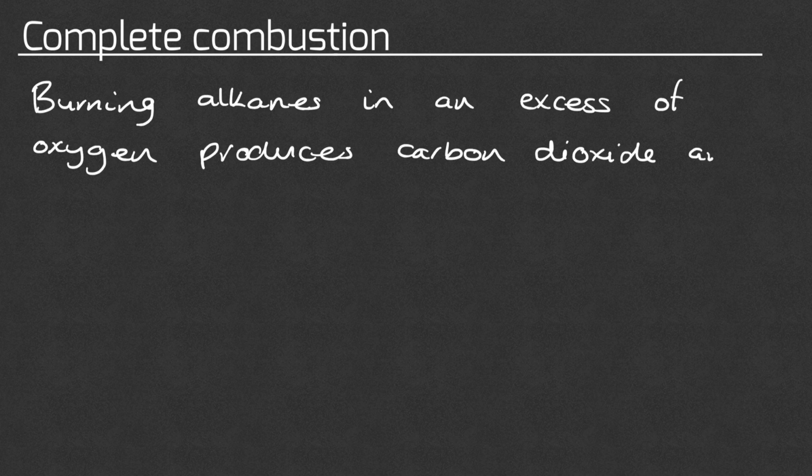We're now going to look at the burning of fuels. So we're going to look at complete combustion first, and then incomplete combustion. Burning alkanes in an excess of oxygen will produce carbon dioxide and water. Excess oxygen just means there's more oxygen than we need for the reaction to take place.